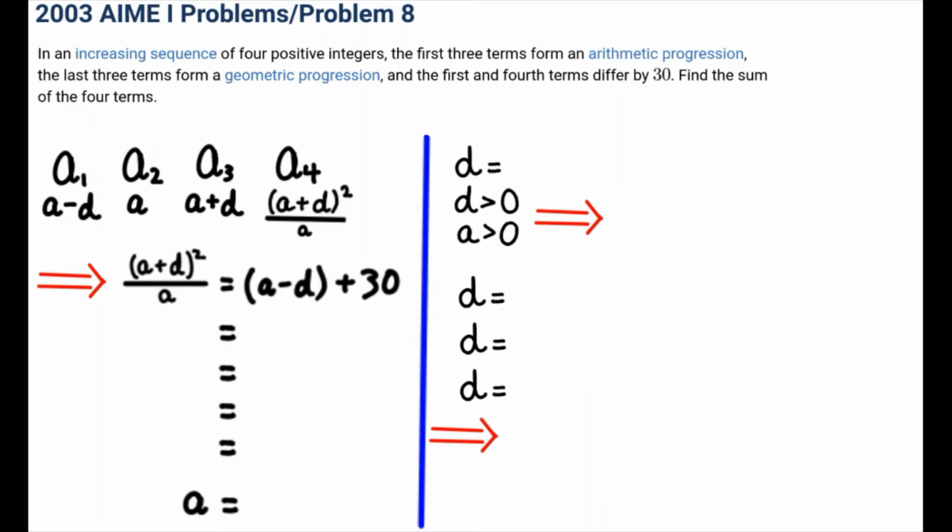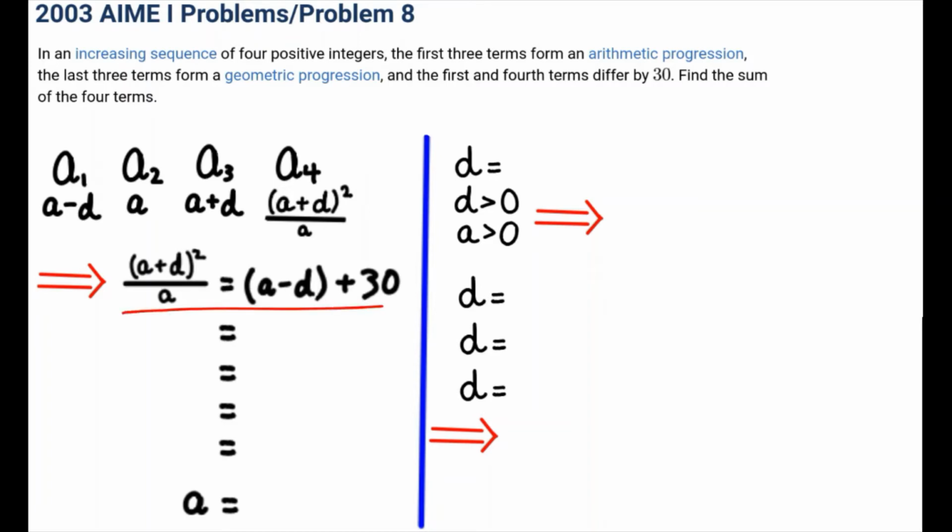Now, since we have values for a2 and a3, we can have the value of a4, since the last 3 terms of this sequence is a geometric progression. What that means is that a4 is equal to this over here, because a4 times a2 is equal to the square of a3, which you can tell is true. So let's use the last fact in this problem, that the first and fourth terms differ by 30. Since it's an increasing sequence, obviously a4 is equal to a1 plus 30, which is this over here.